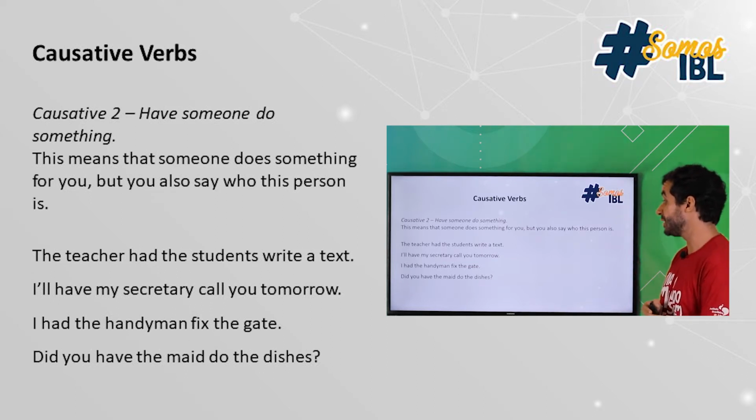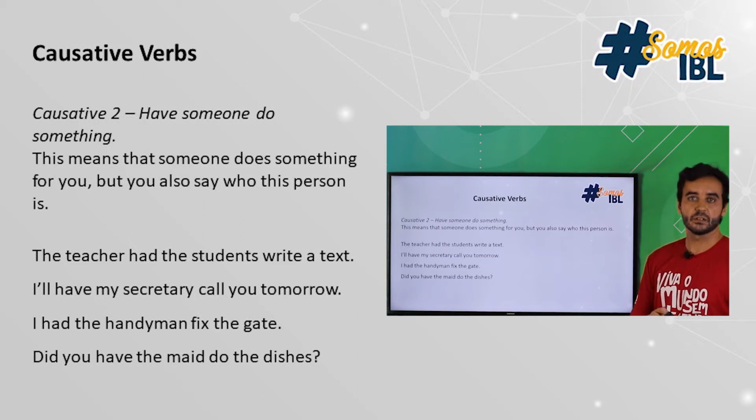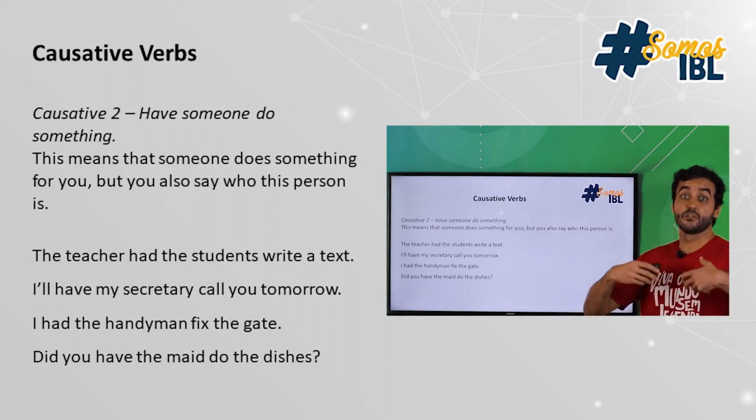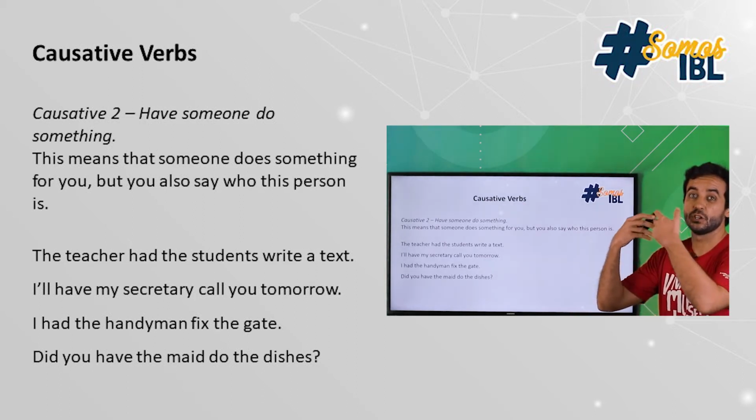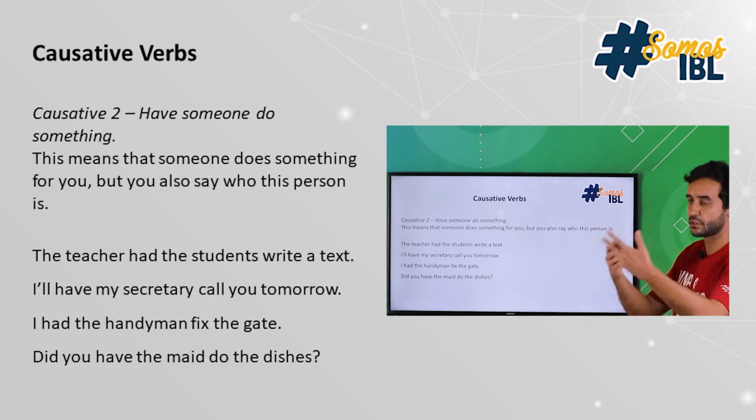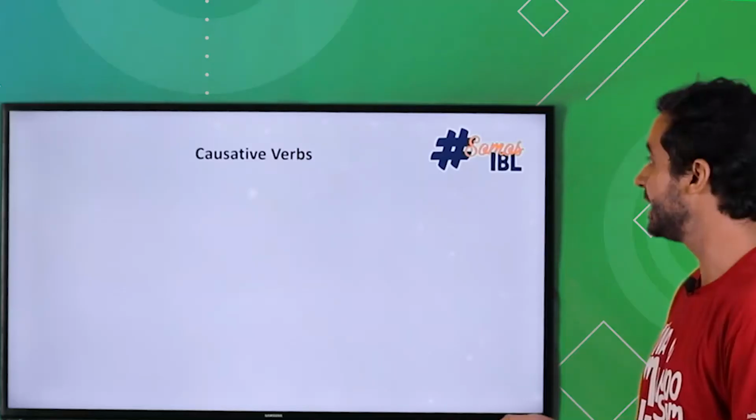Did you have the maid do the dishes? Okay, or it could even be, did you have the dishes done by the maid? It could be the same thing. Okay, so these are causative verbs that apply an action on other people, right? On another thing, right? Next one is get.